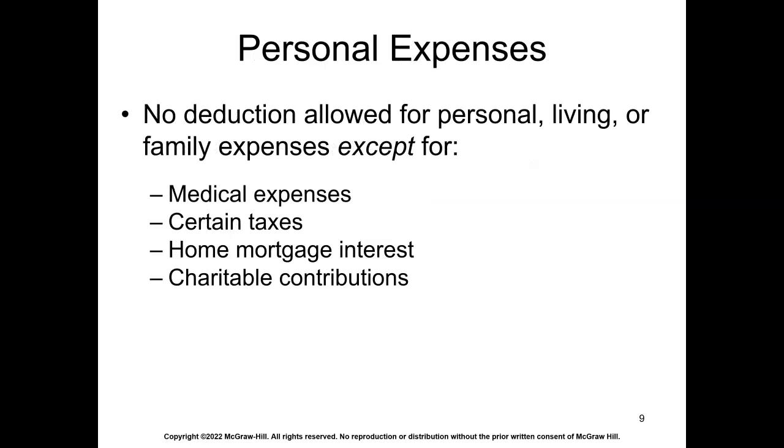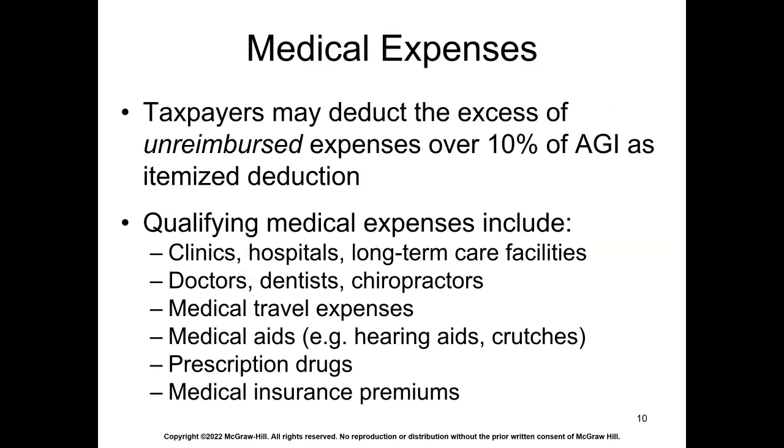Then they mentioned this idea of personal expenses. So this is no deduction allowed for personal living or family expenses, except for, and these are really more or less your itemized deductions: your medical expenses, certain taxes, home mortgage interest, and charitable contributions. Looking at medical expenses, taxpayers may deduct the excess of unreimbursed expenses over 10% of AGI as an itemized deduction.